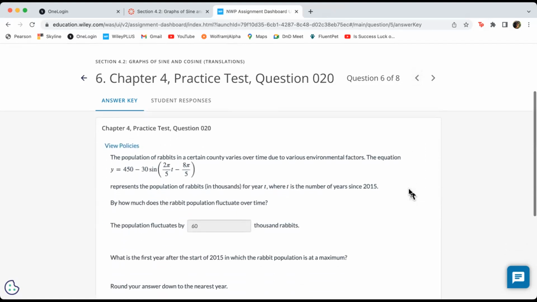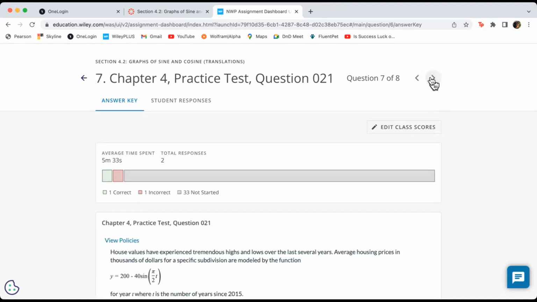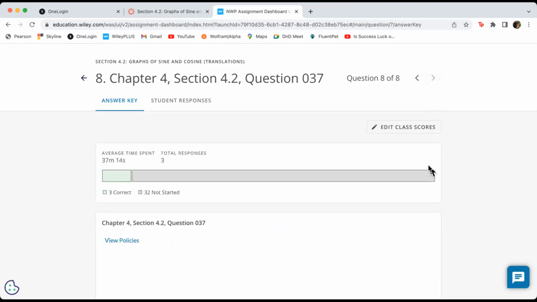Oh, that's right. This one's still rabbits. Apparently, rabbits and home prices. That's the important stuff.